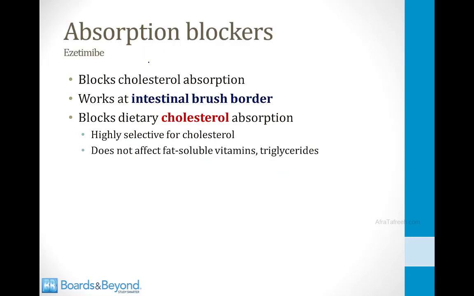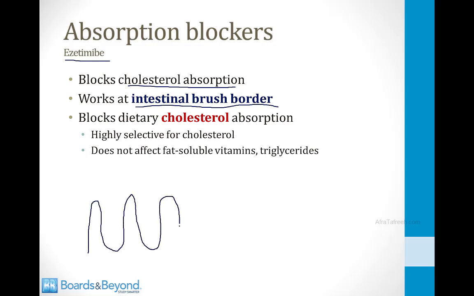The next type of lipid-lowering drug is the absorption blocker ezetimibe. This is a drug that blocks cholesterol absorption in the intestines, and the buzzword here for step one is that it works at the intestinal brush border. Recall that intestinal epithelial cells have folds in their membrane into microvilli, and this is called the brush border, and this is where this drug has been shown to localize and where it's believed to block dietary cholesterol absorption.